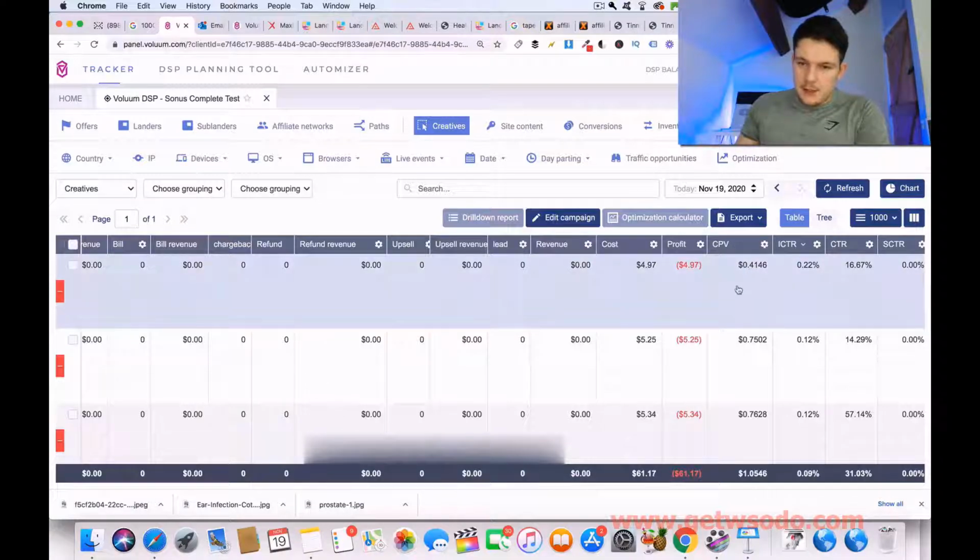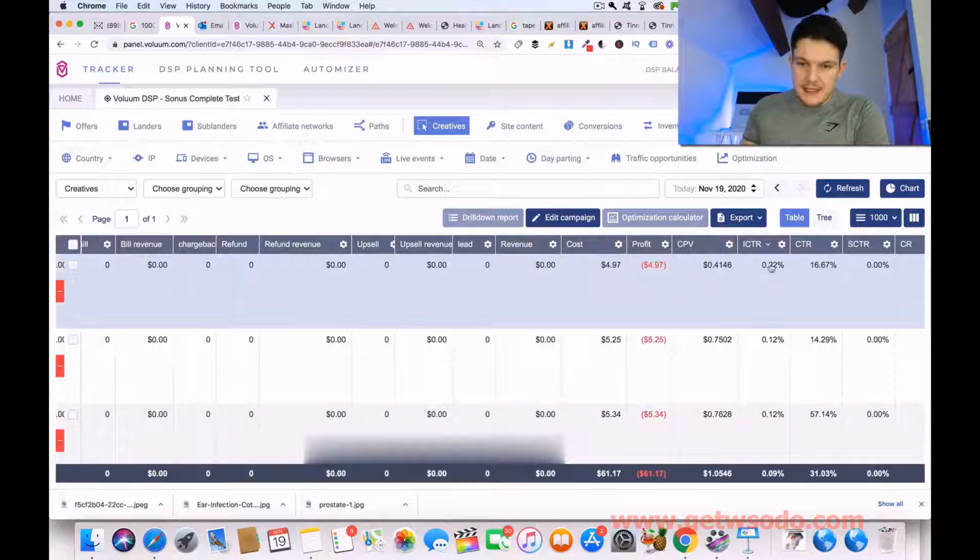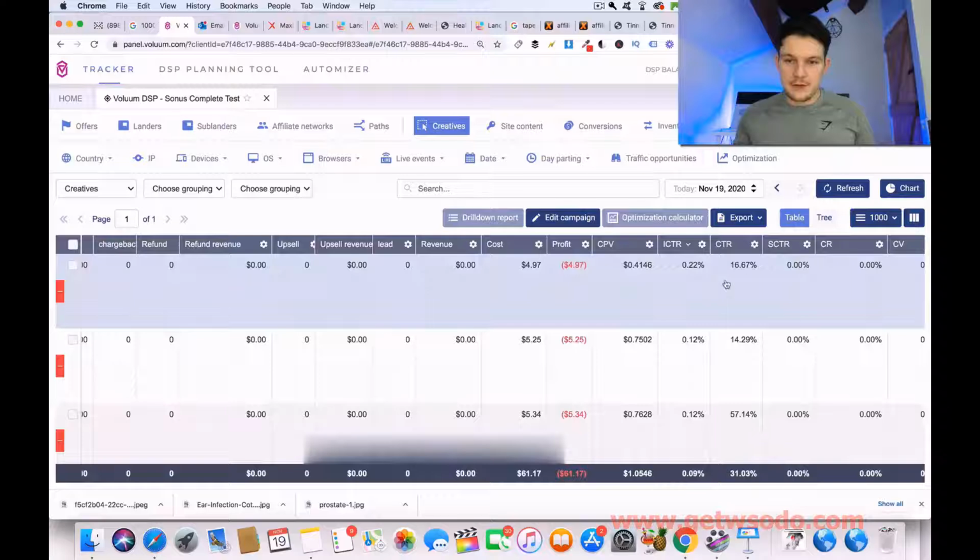So this is the amount of money we're paying per click, basically. So that's the bid divided by the click-through rate, which is here, the ICTR, which stands for impression click-through rate. So obviously the higher the ICTR, the lower the cost per click. So this is why you really want to start optimizing your images and finding the images that have got the highest ICTR, because you're going to save money that way. And then click-through rate is the click-through rate on the landing page. Don't need to worry about that one.